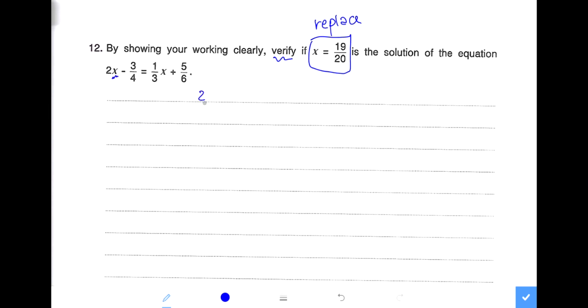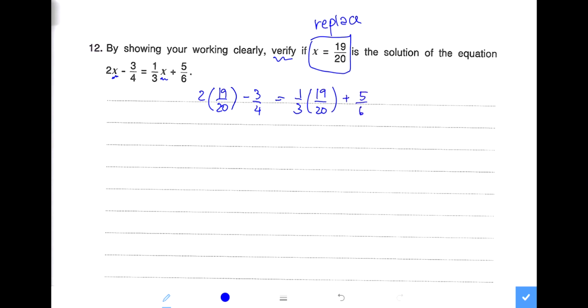So let's go. 2 and then 19 over 20, right? This is minus 3 over 4, right? And that is 1 over 3x. So you go 1 over 3, and this x, replace it with 19 over 20. And then plus 5 over 6.